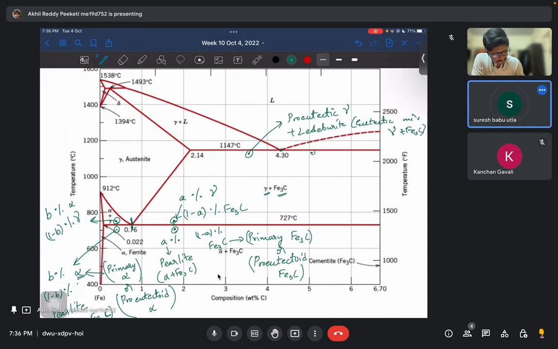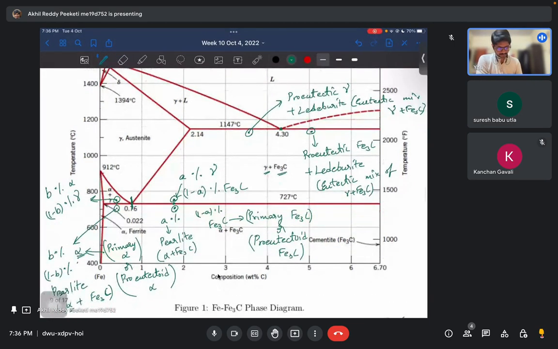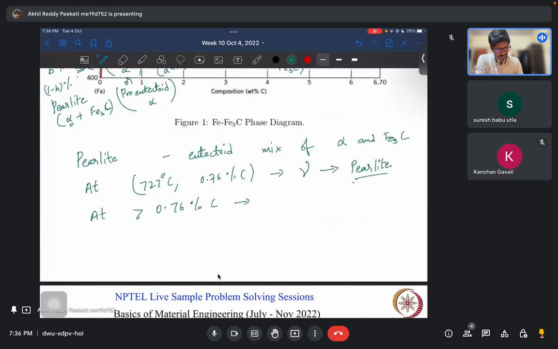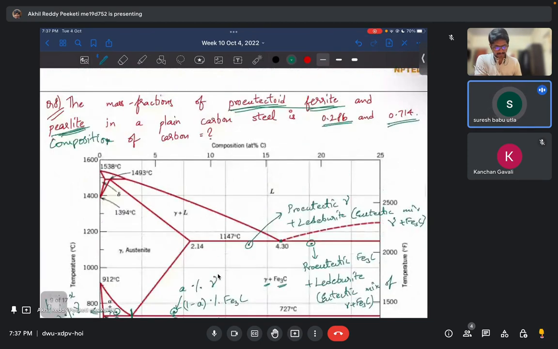So if you are here, you will have pro-eutectic Fe3C plus ledeburite, which is the eutectic mixture. So that is how this is. Now we are supposed to find the pearlite. That is explained already in the graph. So now we have pro-eutectoid ferrite and pearlite.